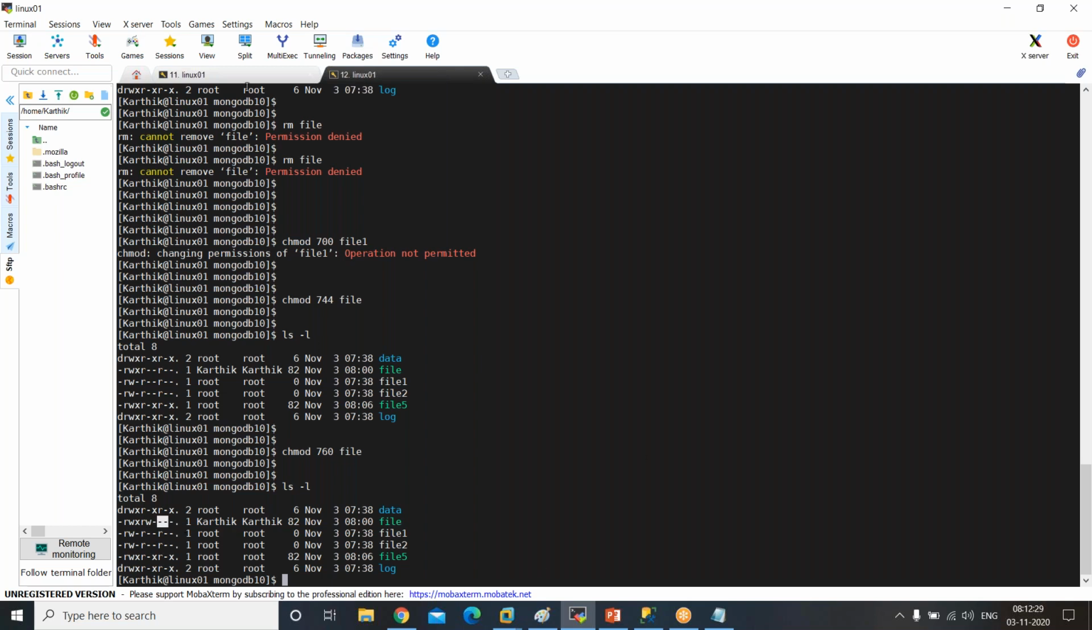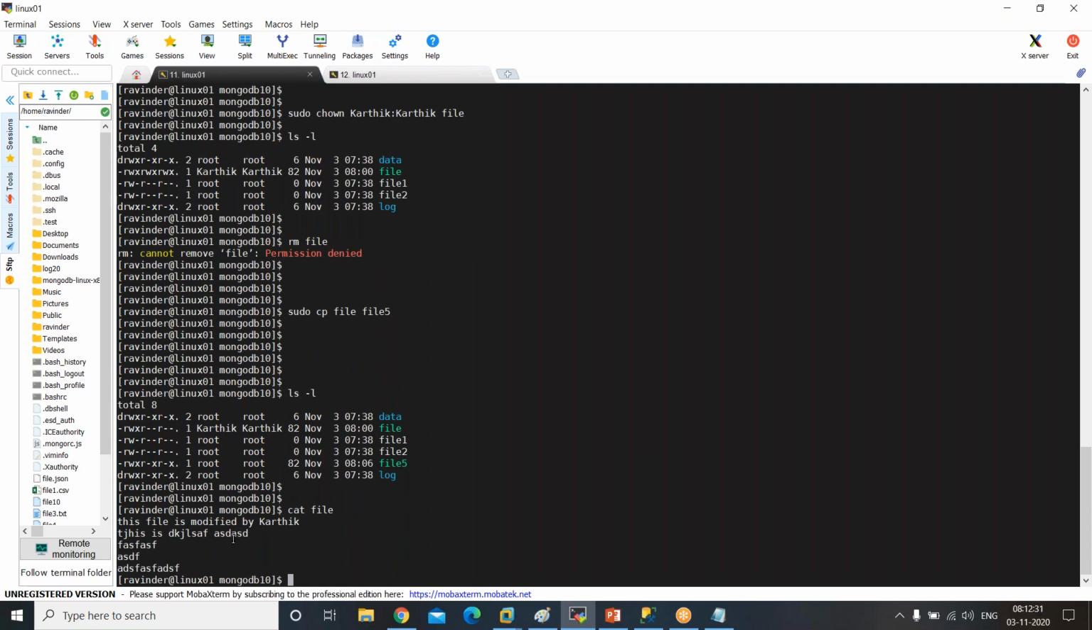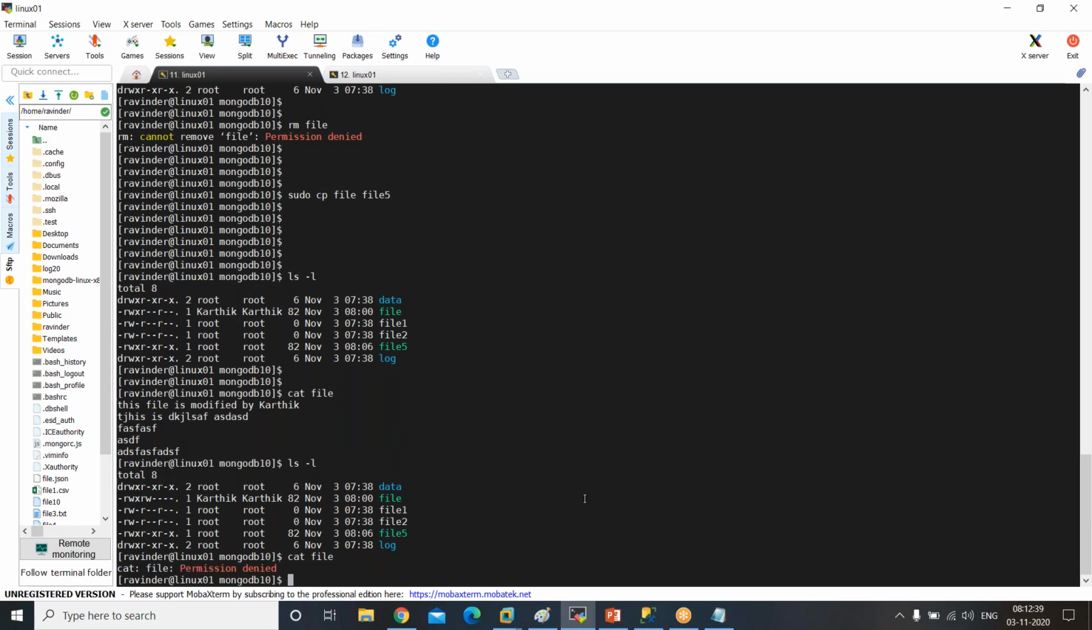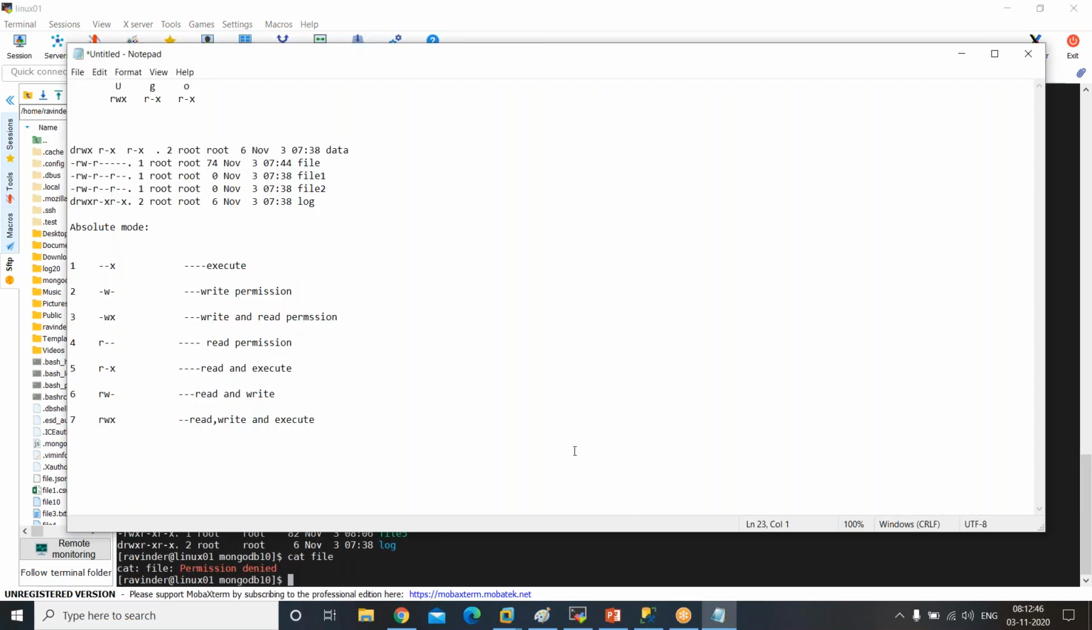So if you go and read using Ravinder, Ravinder is another user trying to read that file. Cat, it will throw the error because others don't have the read permission. See guys, you have to always keep in mind there are three layers of permission. One is the owner permission, one is the group permission, one is the others permission.